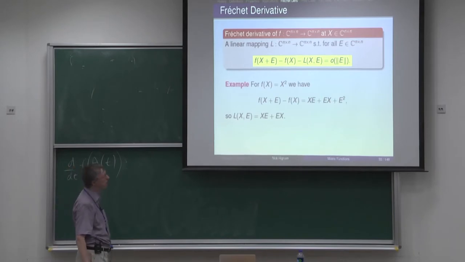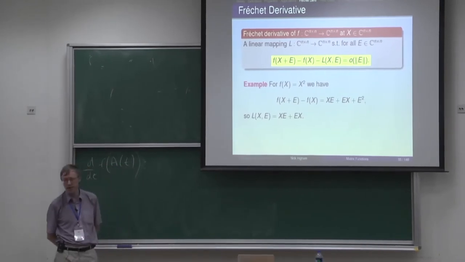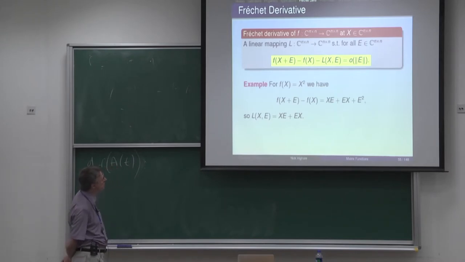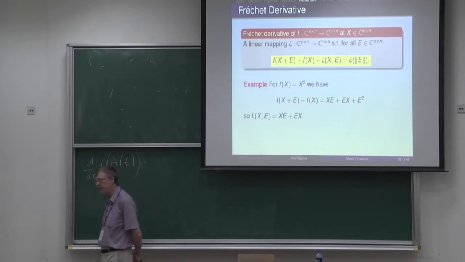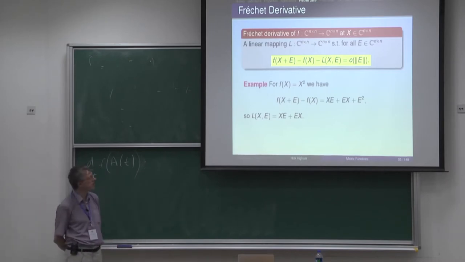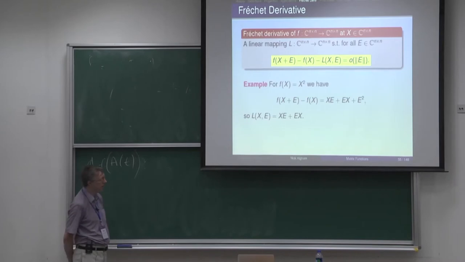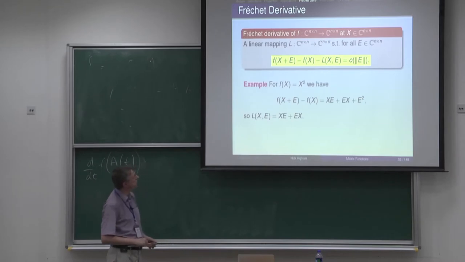And the definition is really quite straightforward. We've got our f mapping matrices to matrices. So the Fréchet derivative L is a linear mapping from matrices to matrices, satisfying the equation in the yellow box. So you perturb X by E, and the Fréchet derivative is simply the linear part of the perturbation expansion. Okay. And it's possible to show that if this exists, then it's unique.